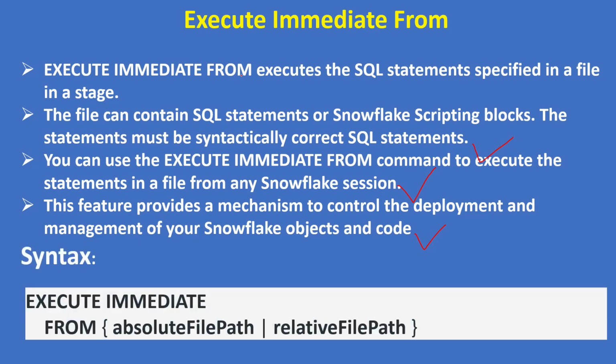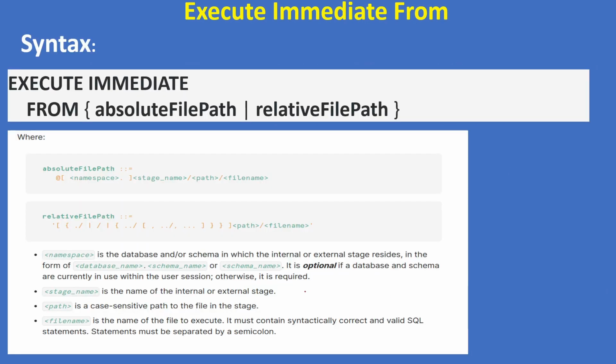environments. Here is the syntax: execute immediate from absolute path or relative path. Here the absolute path is nothing but namespace, stage name, path, file name. The namespace is nothing but your database name dot schema name, or schema name. For a relative path, you can use the dot and then partially specify the path. So the namespace is the database and or schema in which the internal or external stage resides, in the form of database name dot schema name or only schema name.